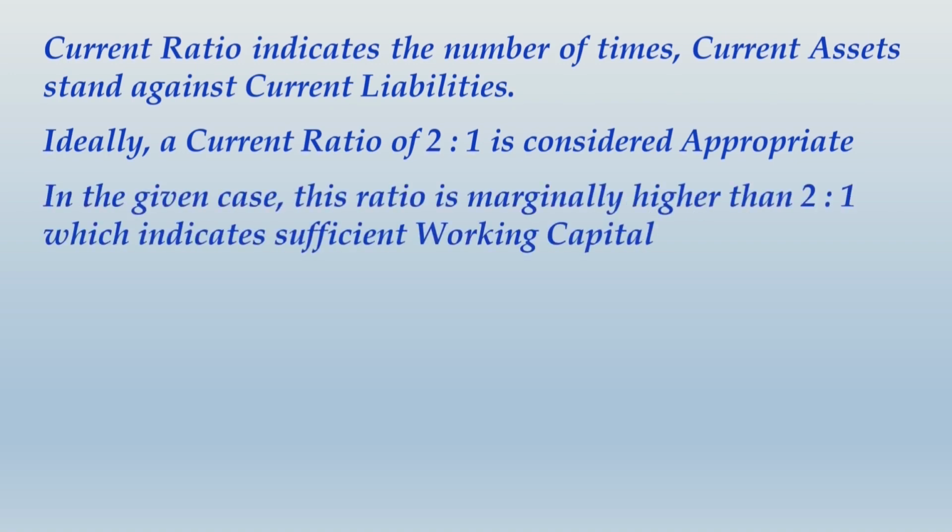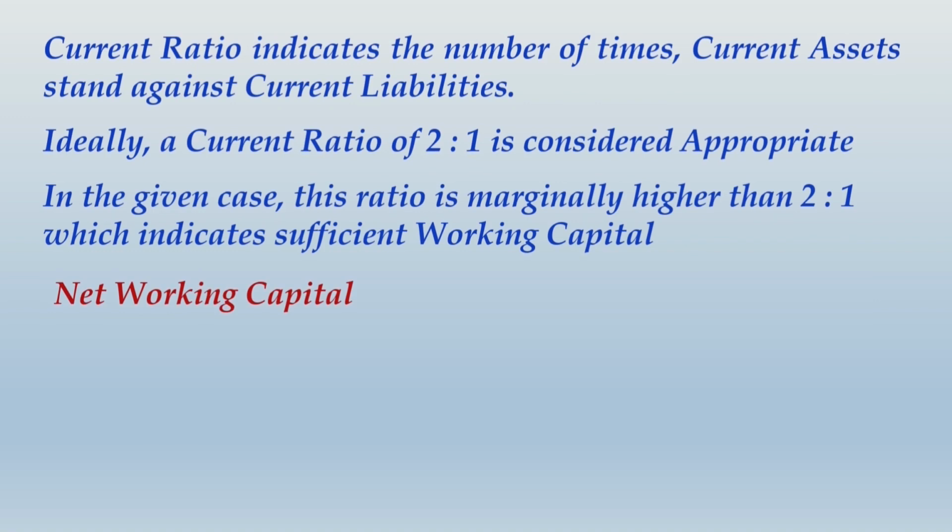So, in the given case, this ratio is marginally higher than 2:1. Because our computed ratio is 2.2:1, against each rupee of current liability, you should have rupees 2 as current assets. But here what is happening? In our case, against each rupee of current liability, we have 2.2 as current assets, which is indicating what? Sufficient working capital.